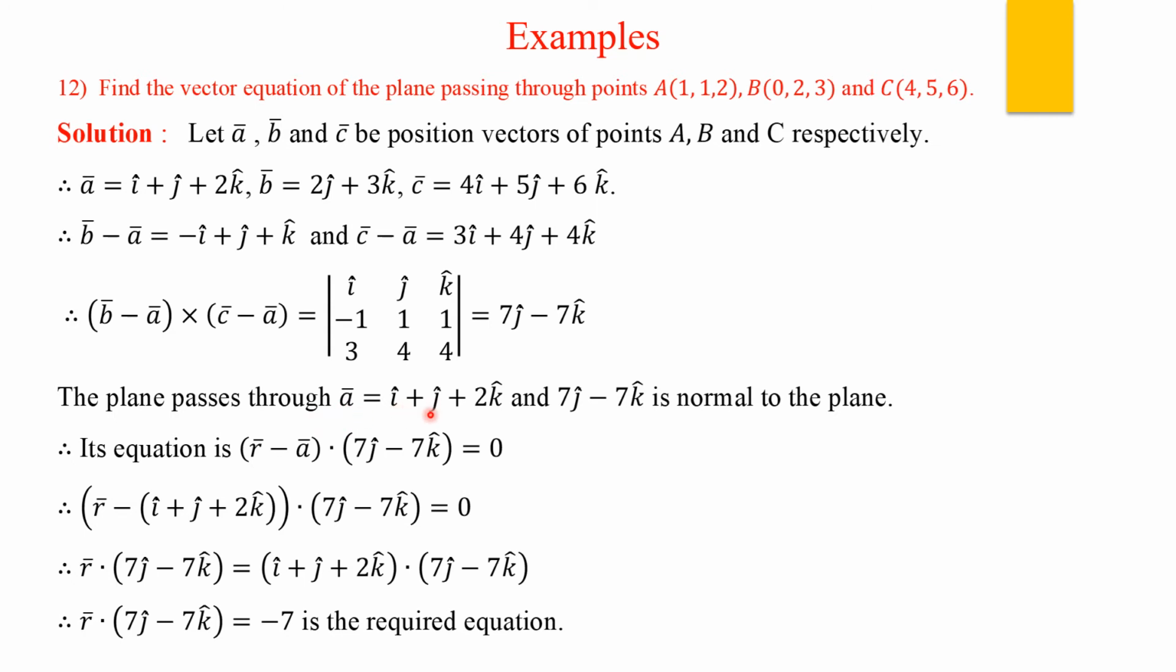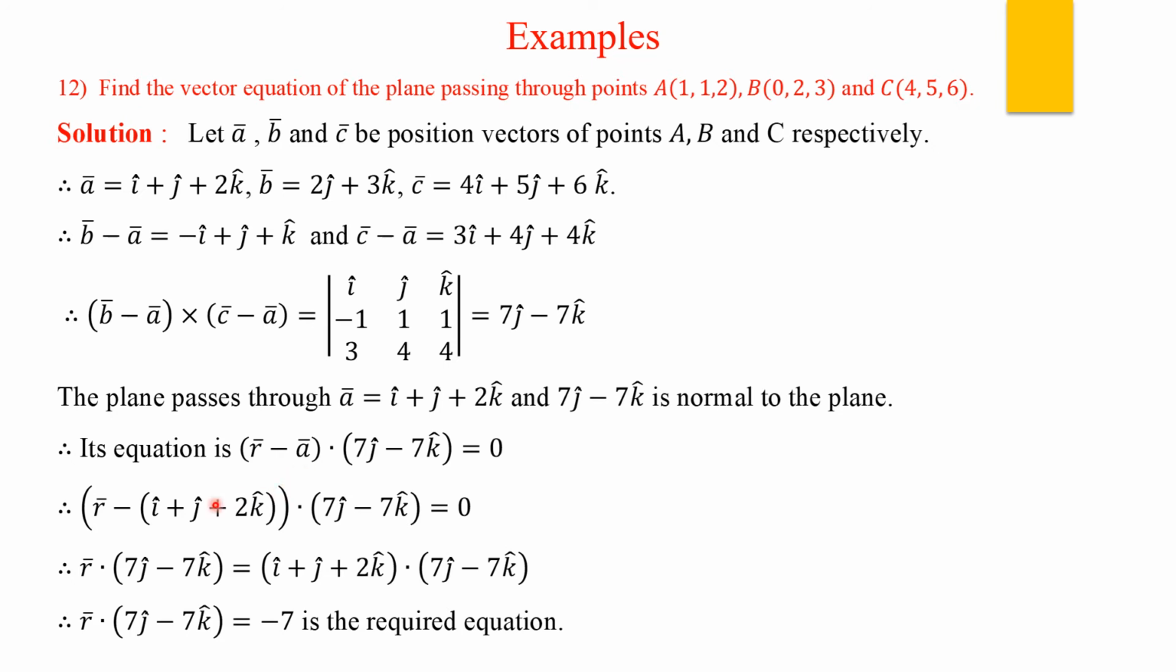A vector is i plus j plus 2k, and here is the cross product of these two vectors, which is the normal to the plane. Hence 7j minus 7k is normal to the plane. We know that the equation of the plane is (r vector minus a vector) dot (7j minus 7k) equal to 0.